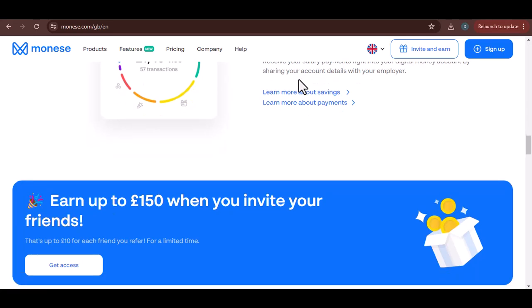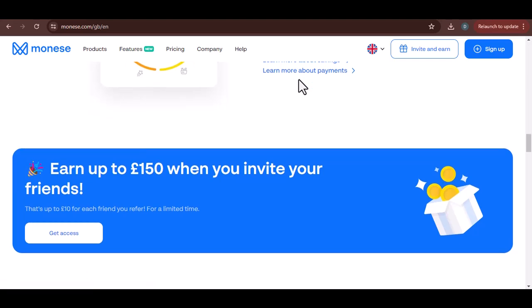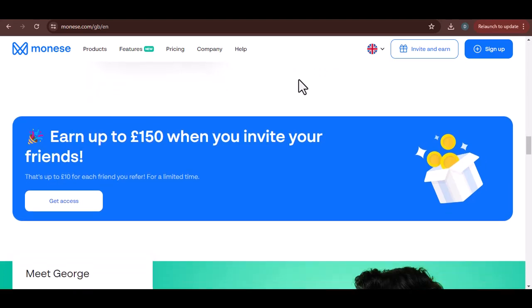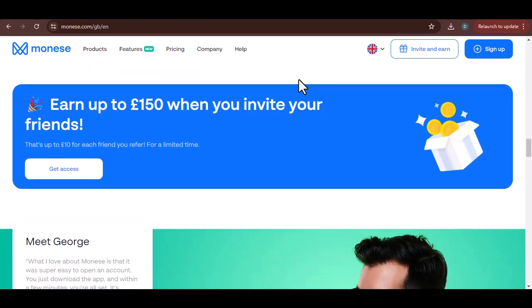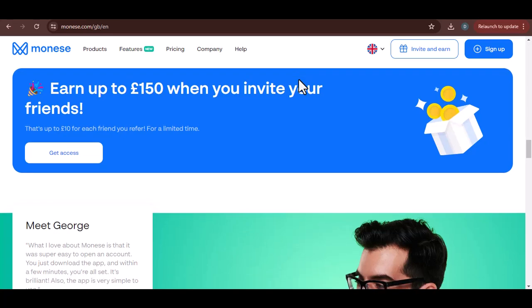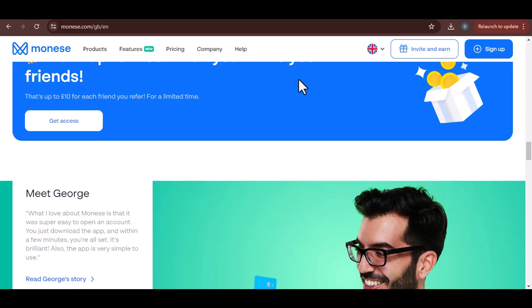What to do when your Monese account is blocked? The first step is to panic less and act calmly. Don't delete the block notification or ignore it. The sooner you address the issue, the better. Check the Monese app, and look for any specific messages or instructions about why your account is blocked. This can provide valuable clues.